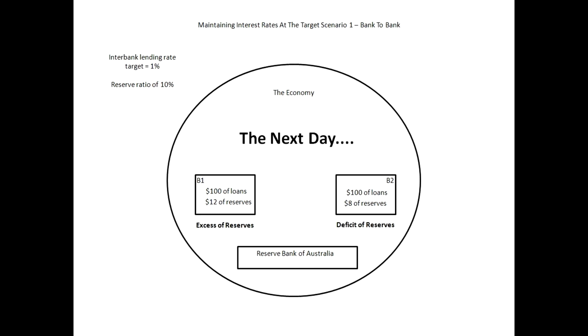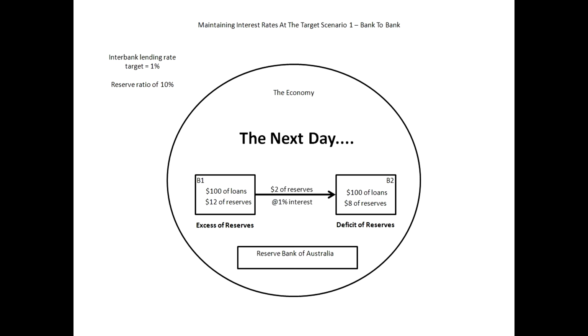So in this first scenario, we're aiming to maintain our interest rates at the target, and what's going to happen is bank to bank, they'll sort it out themselves. So the next day, we have a new scenario with Bank 1 and Bank 2. Bank 1 has $100 of loans and $12 of reserves, so that's got excess of reserves. And Bank 2 has $100 of loans and $8 of reserves, so that's got a deficit of reserves. So they can sort this out pretty easily between themselves.